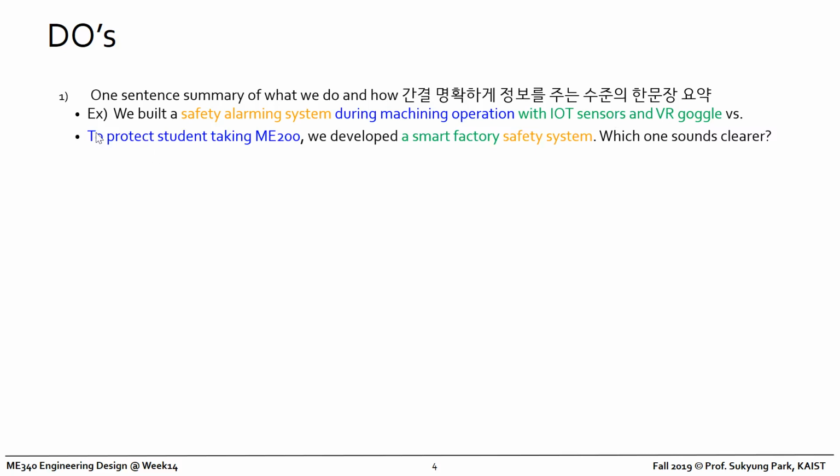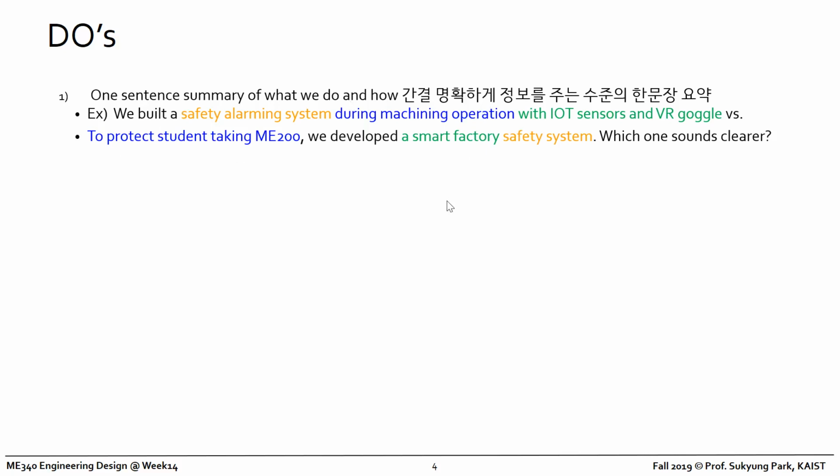Compared to that, I can also say the same thing in a different sentence, like, to protect students taking ME340, we developed a smart factory safety system. Which one sounds clearer? Of course, the first one, right? So when you write the 1 sentence, try to be more specific, concrete and informative. Once you read it over, you can get a picture of what your final system will be.